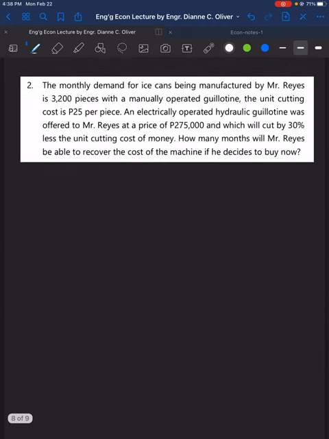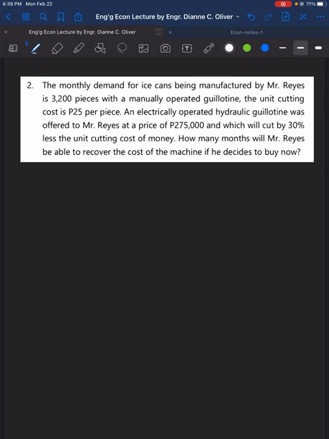Now for example number two, the monthly demand for ice cans being manufactured by Mr. Reyes is 3,200 pieces with a manually operated guillotine. The unit cutting cost is 25 pesos per piece. An electrically operated hydraulic guillotine was offered to Mr. Reyes at a price of 275,000 pesos, and which will cut by 30% less the unit cutting cost of money.